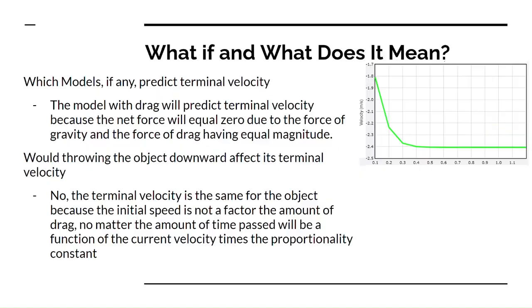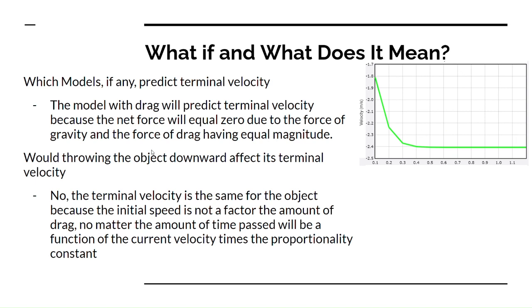All right, so what if and what does this mean? So which models, if any, predict the terminal velocity? We're going to see that the one with drag is going to predict the terminal velocity, because terminal velocity is when the drag equals the gravity magnitude. That means that there's going to be no net force on the object, and it is going to be at a constant velocity. As we can see in this velocity graph on our drag model, it levels off at the bottom, meaning constant velocity. Therefore, the net force had to be 0.